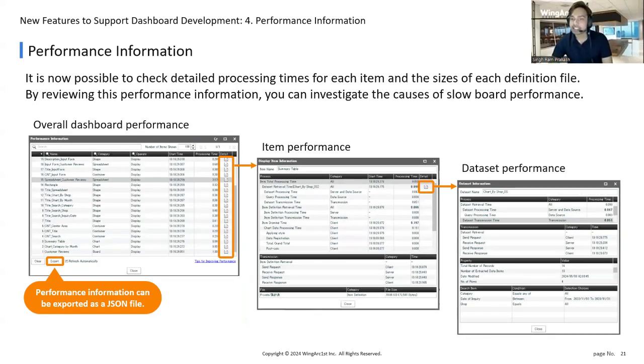Now let me explain in detail. First, let's look at the visualization of performance information. With performance information, you can now see information such as the time taken to display the board and process item operations. By checking the performance information, you can investigate the cause of slow board displays. For example, you can determine whether the delay is due to processing on the MotionBoard server or client, or if it is caused by the dataset processing. This helps in isolating which element is causing the slowdown.